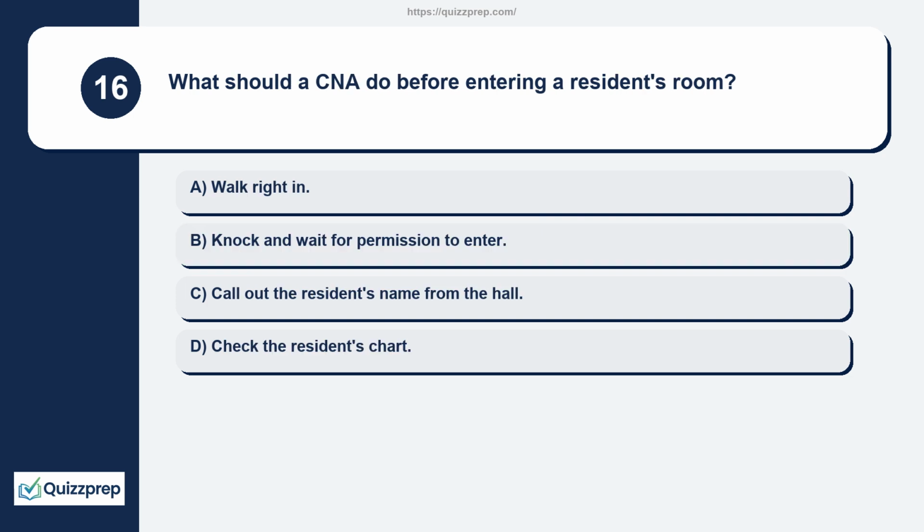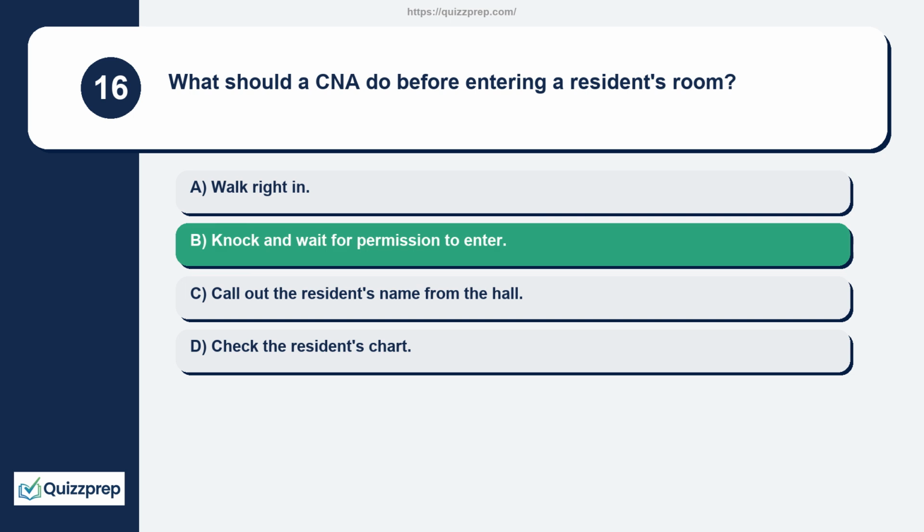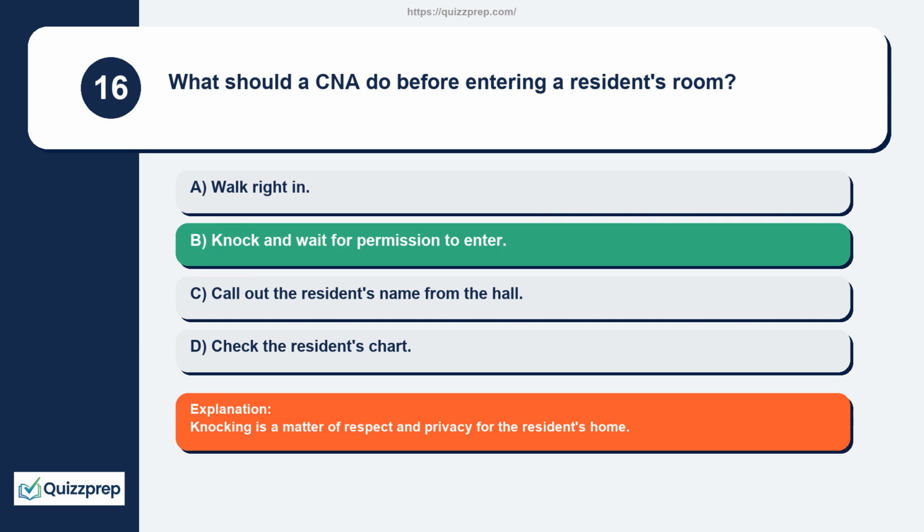Question 16. What should a CNA do before entering a resident's room? Walk right in, knock and wait for permission to enter, call out the resident's name from the hall, check the resident's chart. Knocking is a matter of respect and privacy for the resident's home.